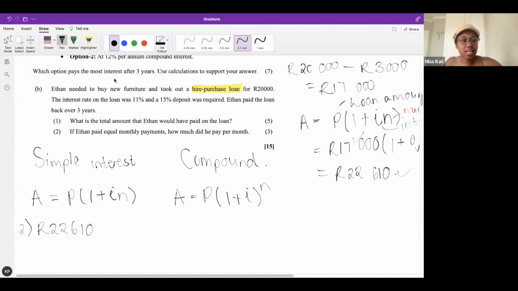Nice, because it says over 3 years, and we know 1 year has 12 months. So on the side here, you can say 3 years times 12 equals 36 months. So therefore, to find what he's going to pay per month, you have to divide this amount by 36, and that gives you 628 Rand. Ooh, I see different decimals. What's going on? Oh, it's 06. It's 06.